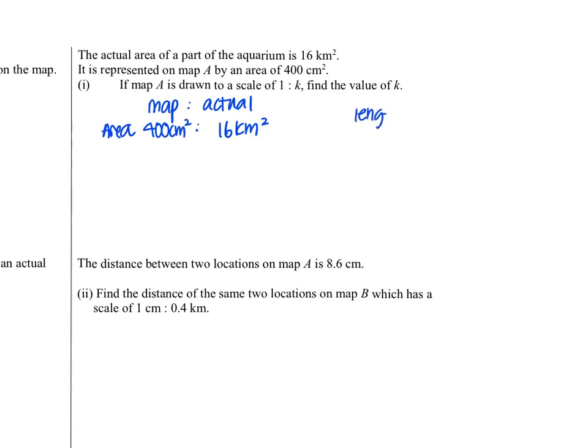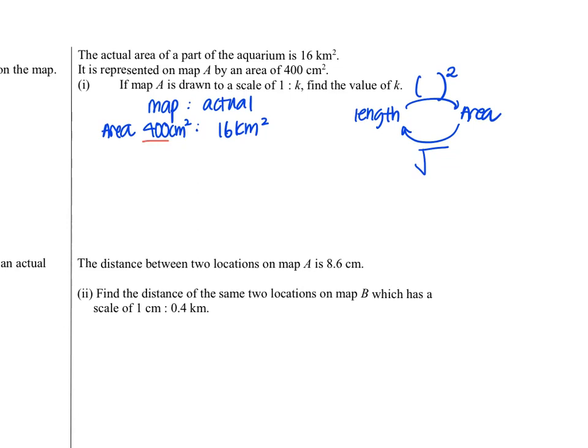Now let's take a look. From length, how did I change it to area? I took the ratio of the length, and I squared it, right? So now for area, how do I undo and change it to length? What's the opposite of square? Now, some of you would tell me divide by 2, right? No, it's not divide by 2. It is square root.